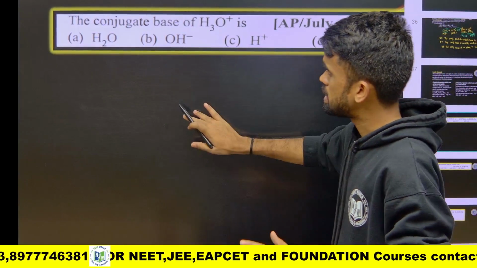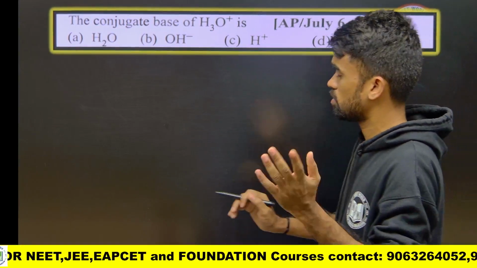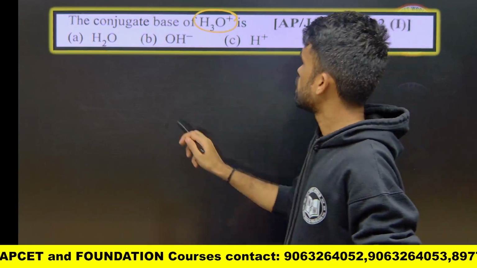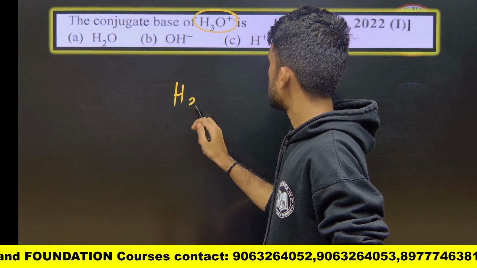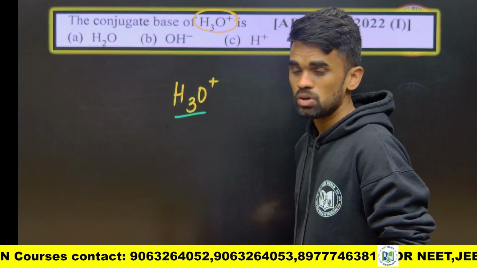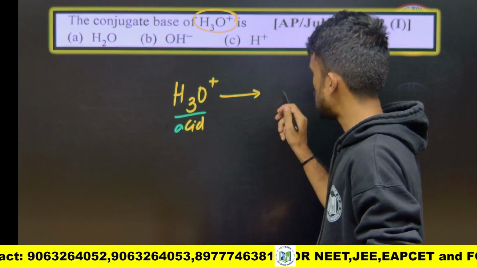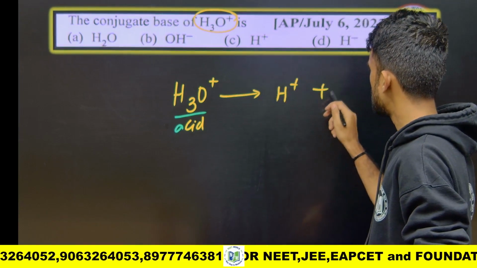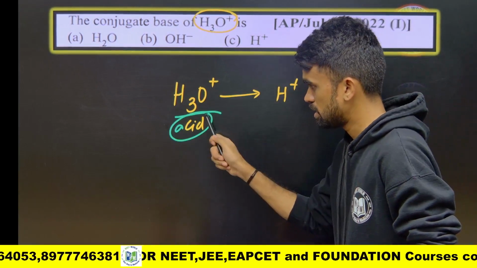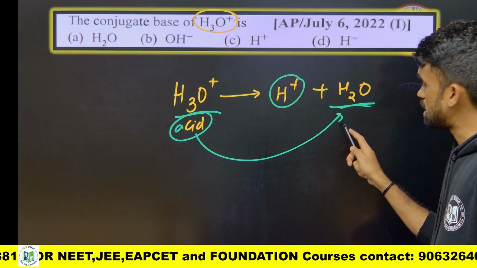So now just tell me, based on these statements, I will tell you what the answer is for the question. Conjugate base of H3O plus, you tell me. So we have H3O plus now. What is its conjugate base? Okay, so if it is an acid, by releasing H plus we will be getting this one, no? So if this is the acid, then after releasing H plus, the remaining part we have now, that is the base.